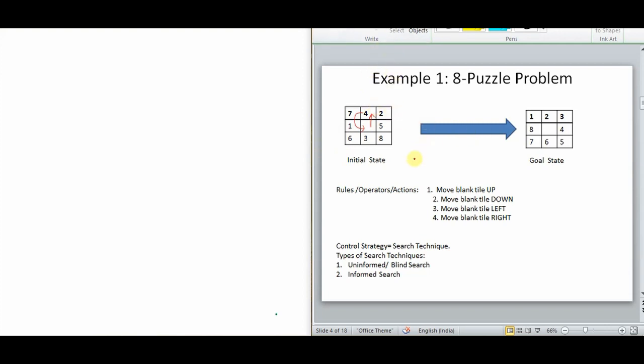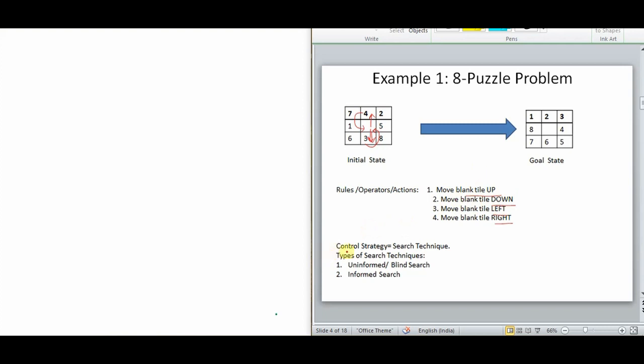Fine. Then second, move the blank tile down. That means this blank tile can also be moved 1 position down. If the blank tile is moved down, this 3 which is there will be swapped into the place of the blank tile. So likewise, the blank tile can move one tile up, one tile down, and it can move to the left or to the right. Fine. So these are the only 4 rules that can be applied.